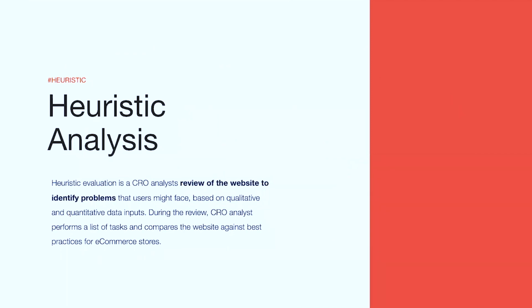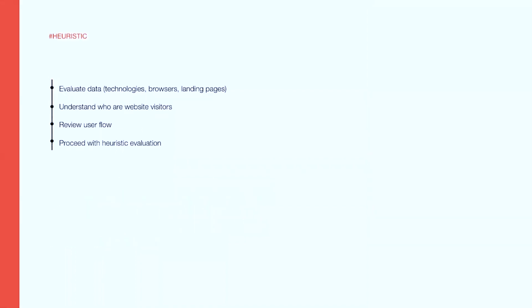Basically, heuristic analysis is a review of the website to identify problems that users might face. Usually, a CRO strategist performs a list of tasks on the website and compares the website to the CRO best practices. So there are 4 main components or steps to the heuristic evaluation.